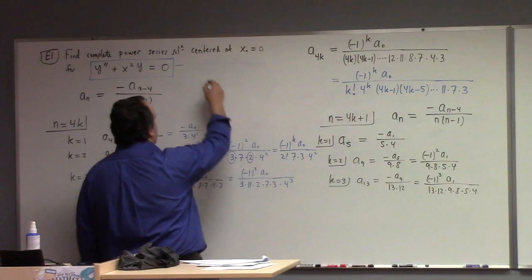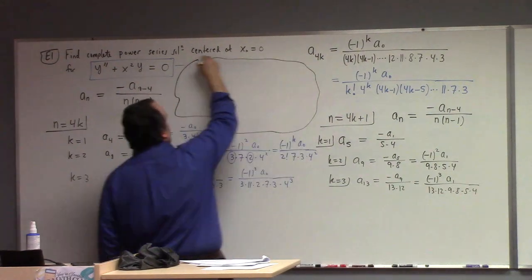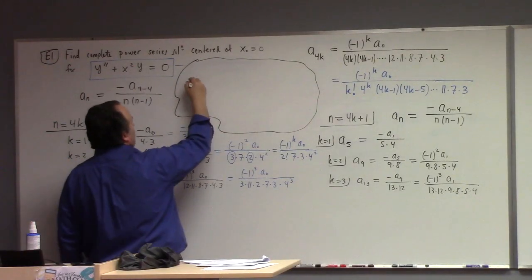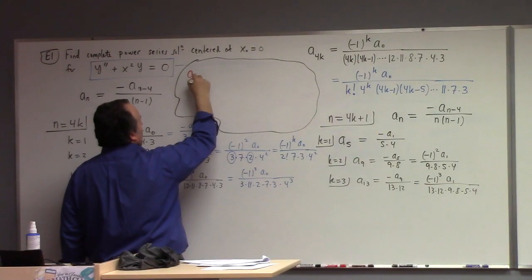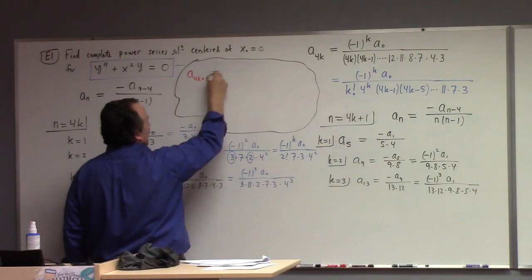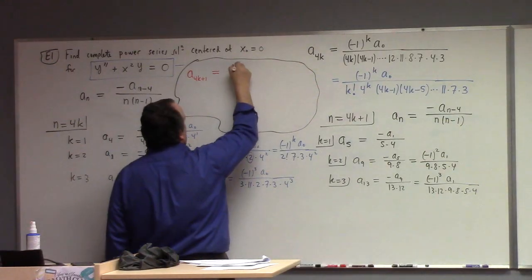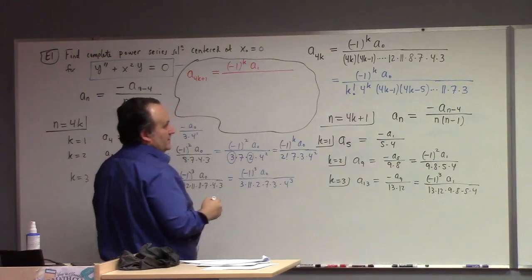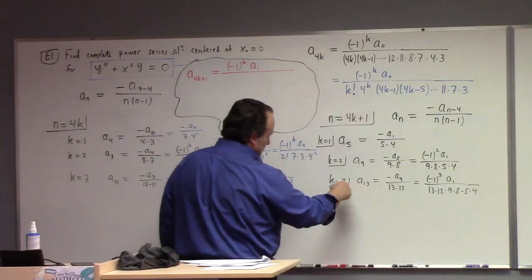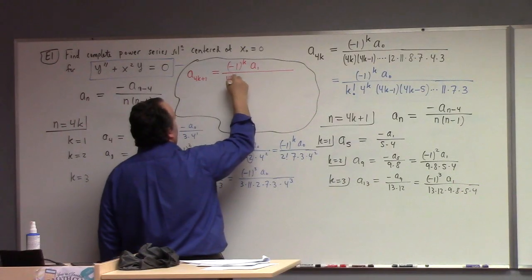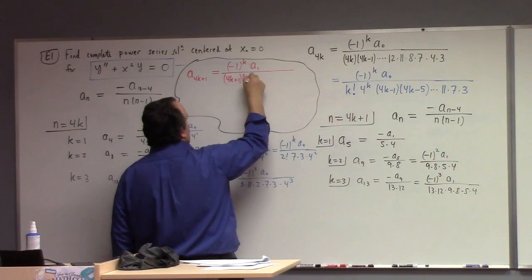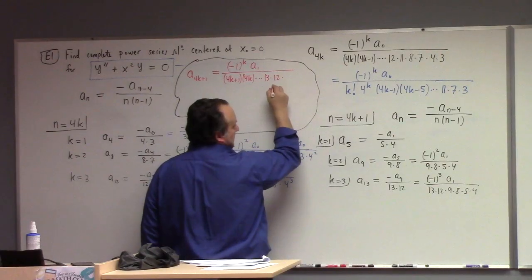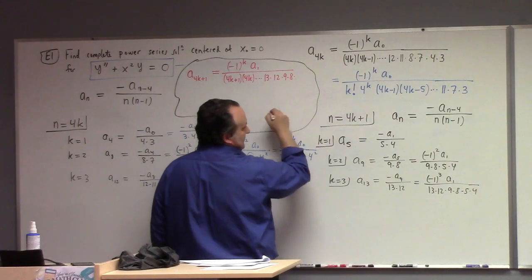I'll write the formula for it up here so we can all see it. We've got a sub 4k plus 1. Apparently the pattern is minus 1 to the power k, right? A sub 1 divided by 4k plus 1 times 4k, and on down the line until eventually we get to 13 times 12 times 9 times 8 times 5 times 4.